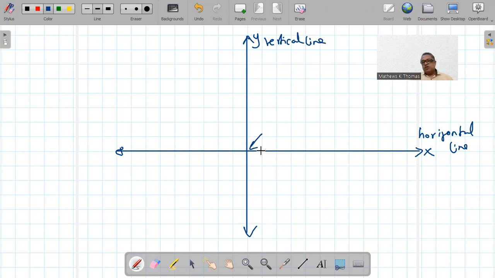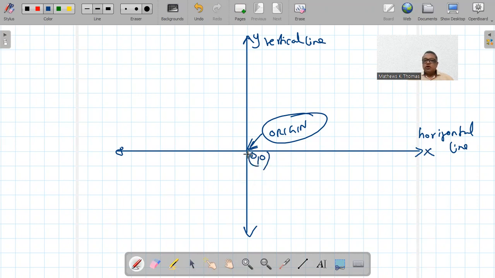And the point of intersection of the x and y-axis is referred to as the origin. The x-axis and y-axis are meeting at a point, that is the origin. And the coordinates of this are 0, 0.